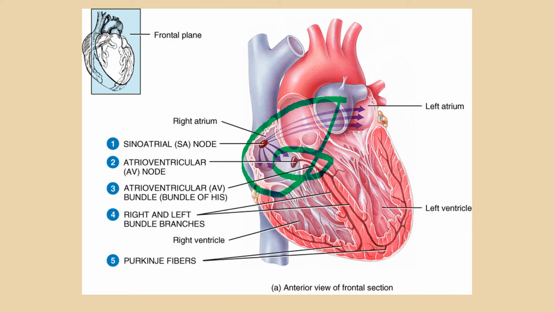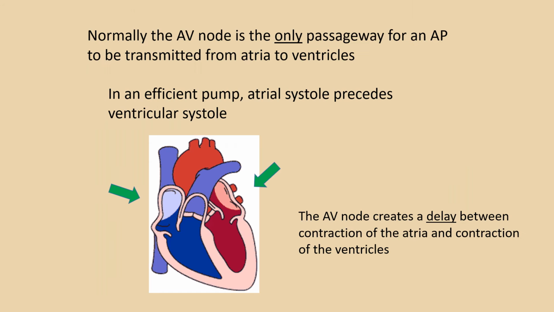Not really well represented on this picture, but there is a layer of insulation, electrical insulation, that occurs between the atria and the ventricle, and it's called the fibrous skeleton of the heart. And we'll look at that fibrous skeleton of the heart in just a moment.